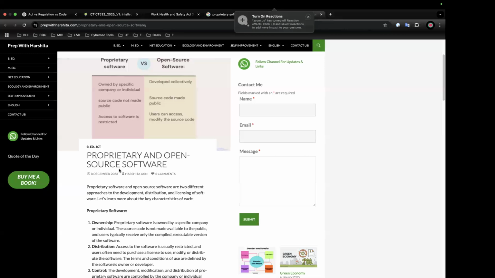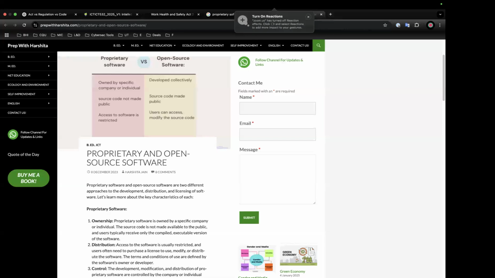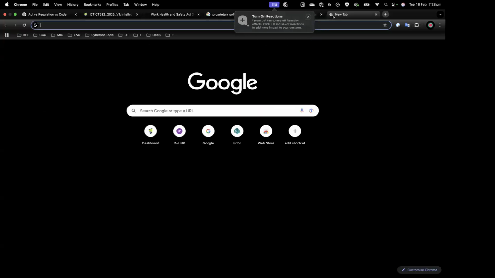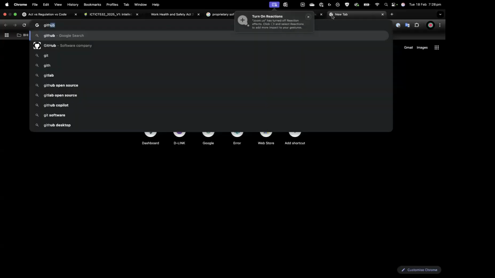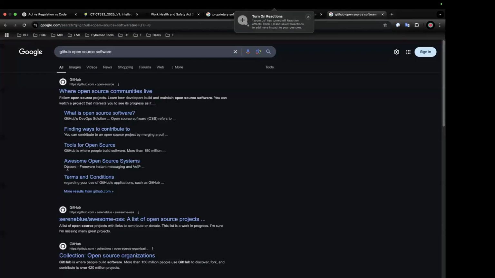Yeah. So here you can see these are mainly the general points. With proprietary software, as I mentioned, the word proprietary means someone possesses or owns the exclusive rights to it. Whereas with open source, it's developed collectively. So if you go on GitHub, you can just search for open source software and you'll be able to find a lot of open source projects that you can contribute to. Have a look through a list of open source software.